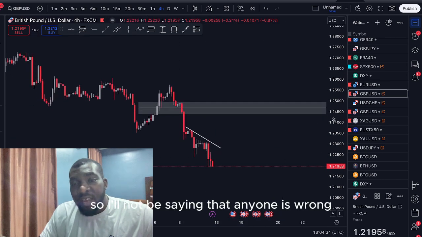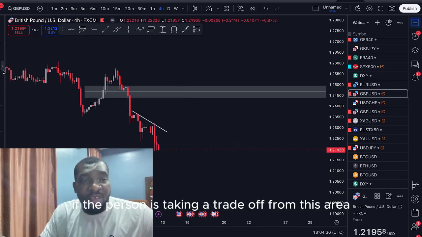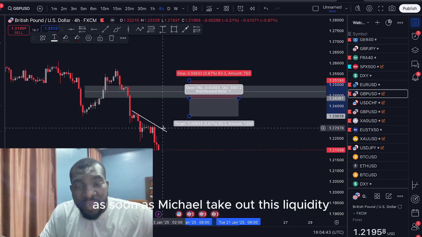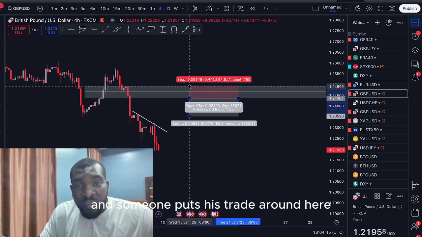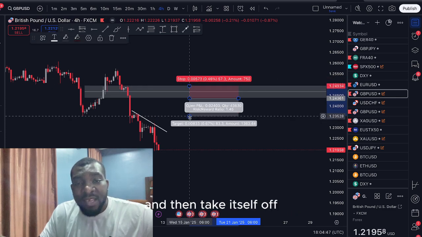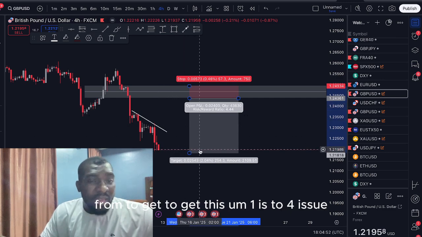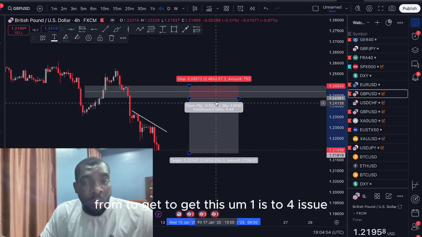I will not be saying that anyone is wrong if the person is taking a trade off from this area, since we have liquidity being taken out around there. As soon as the market takes out this liquidity, someone puts his trade around here and takes a sell off to where the price actually started moving out from, to get this 1:4 ratio.